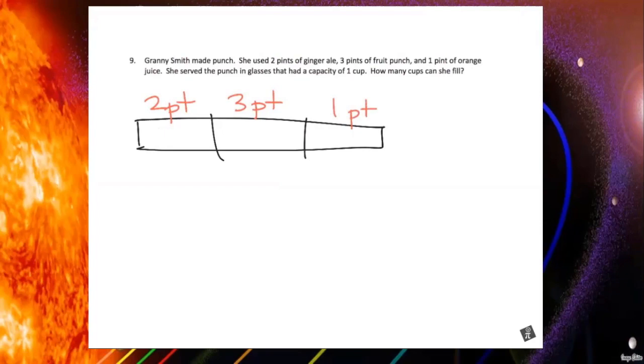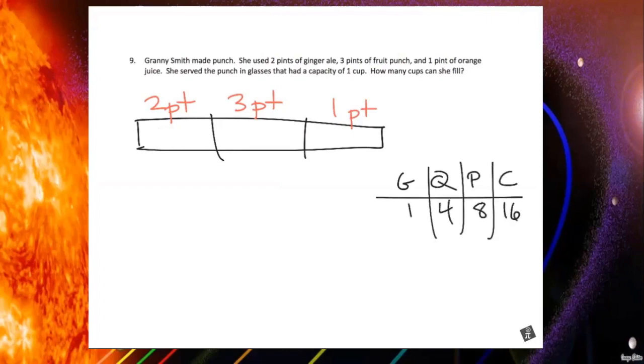Now, our little trick, our good Queen's preferred chocolate. All right, 1, 4, 8, and 16. So how are the pints and the cups related? Well, we can see that for every pint, 8 times 2 is 16. So if you only had 1 pint, then times 2 gives you 2 cups. So 1 pint is equal to 2 cups.